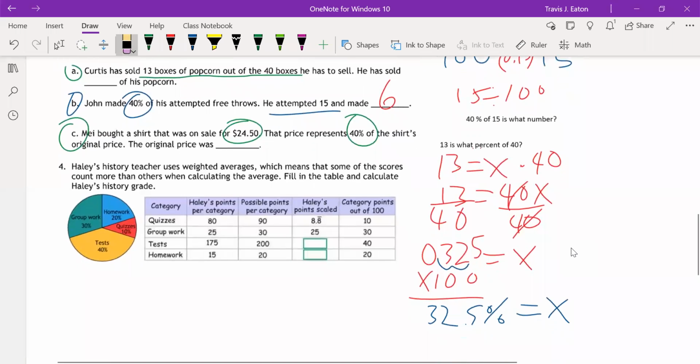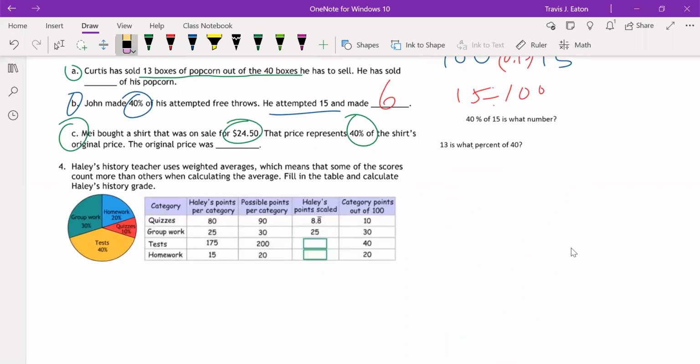I'm going to erase this stuff here just so I can get it out of the way. Don't worry, it's in the recording from yesterday's lesson. So, the sale price was $24.50, and that price represents 40%. Remember, we have to look at the part versus the whole, and that's always going to equal the percent out of 100.